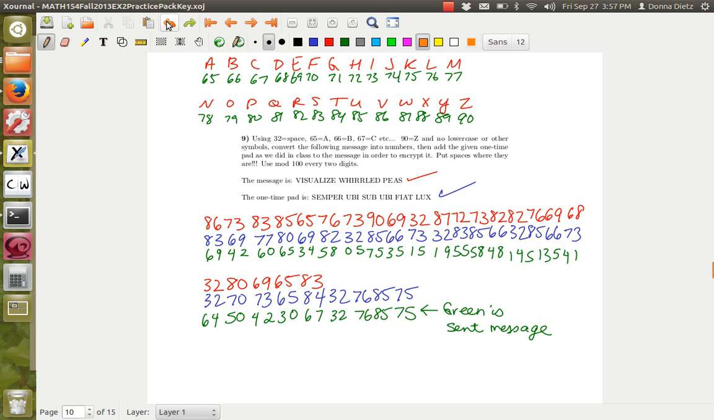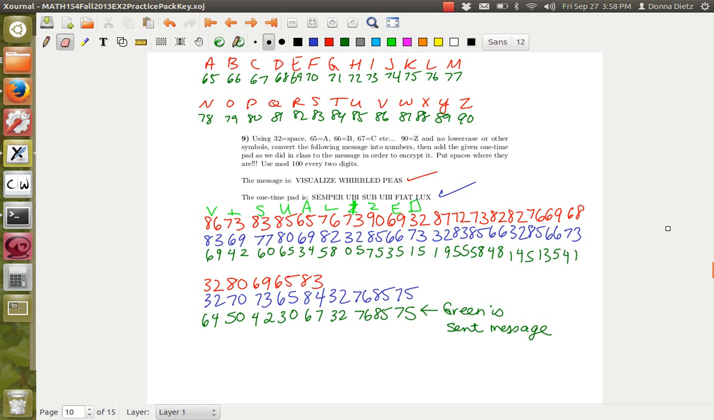So what I'm going to do is take each letter. Let's see, 86 is V, 73 is I, 83 is S, U, A, L, like that. Visualize world peace. And you notice this 73 should be Z, visualize. And then this is a space. So it's not necessary to do that. You can write out all the letters, or you could just figure it out.